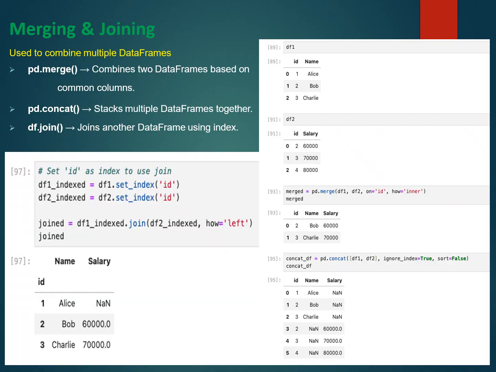Merging and joining. Merging datasets is essential in ETL workflows. Real-world data is rarely in one table. Import pandas as pd. df is the data. pd.merge combines two DataFrames based on common columns. pd.concat stacks DataFrames vertically or horizontally. df.join joins another DataFrame using the index.